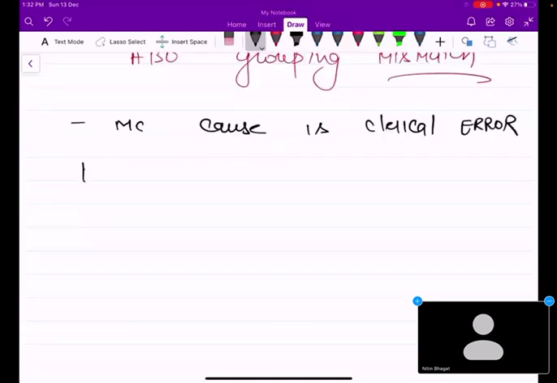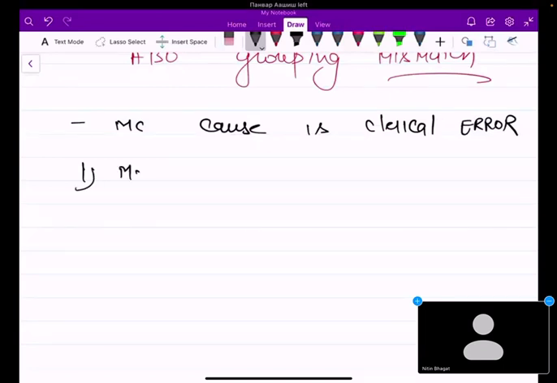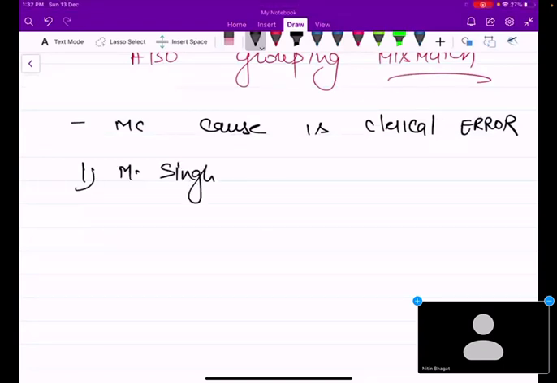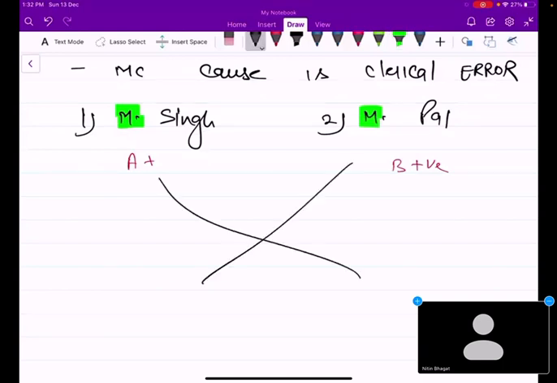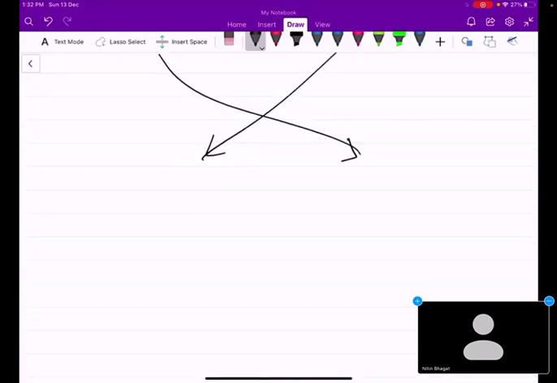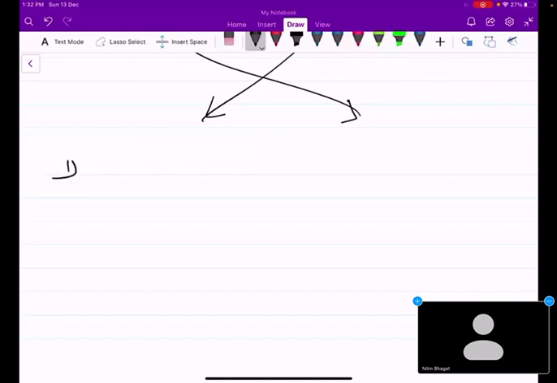So there were two patients, Mahinder Singh and Mahinder Pal, A positive and B positive. Because their first names are similar, accidental exchange occurs. Now they ask, what happens? How do you know that you have given wrong blood?